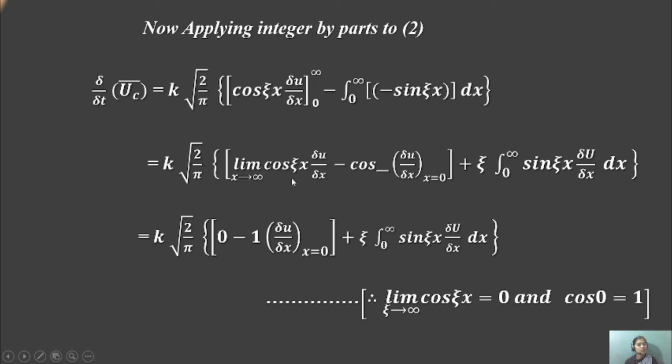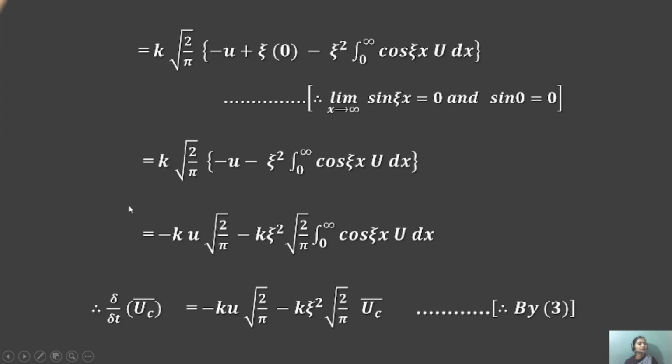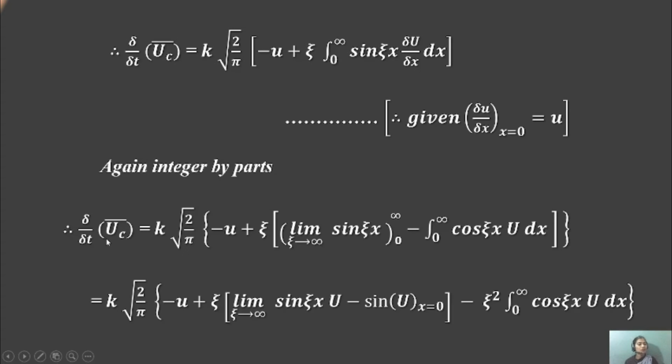Then you know that this term is 0 and cos 0 is considered as 1, ∂u/∂x at x = 0 plus ξ, and this value will be generated. Okay, this formula will be generated. Then ∂/∂t u_c equals k square root of 2/π times minus u plus ξ, and the equation will be given. Then integrating by parts again and generating the condition, ∂/∂t u_c equals k square root of 2/π times minus u is a constant plus ξ, the limit ξ tends to infinity of sin ξx from 0 to infinity, minus integration 0 to infinity cos ξx u dx, will be generated.